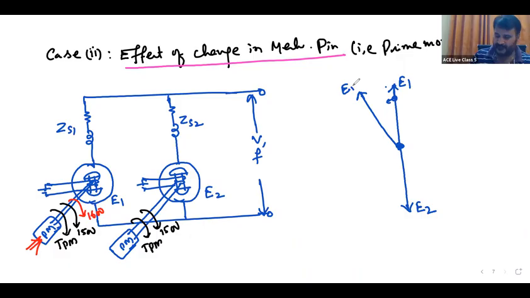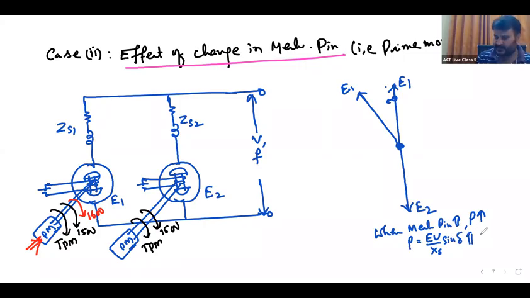E1. When prime mover input, when mechanical power input is increased, then active power P increases. But what is P? P is equal to EV by XS sin delta. That will increase. Therefore, delta will increase.